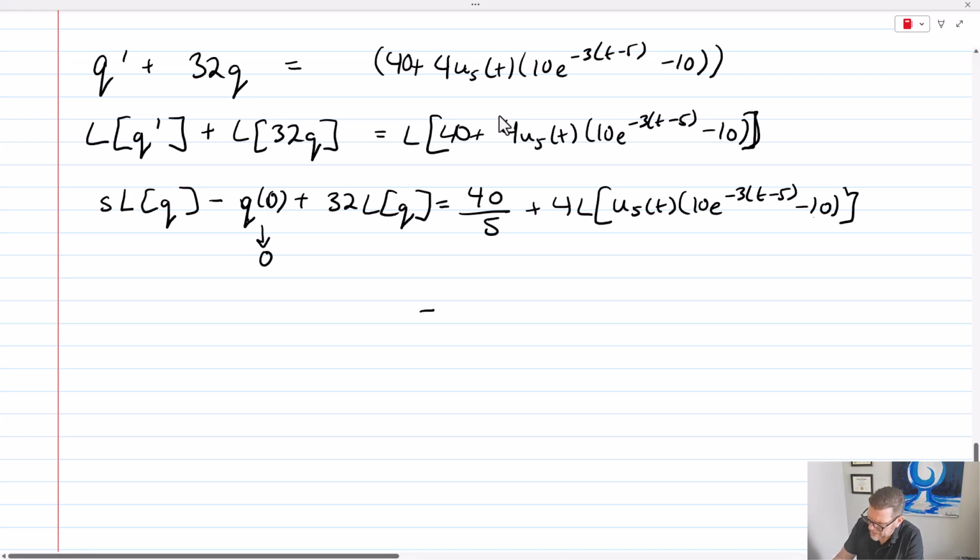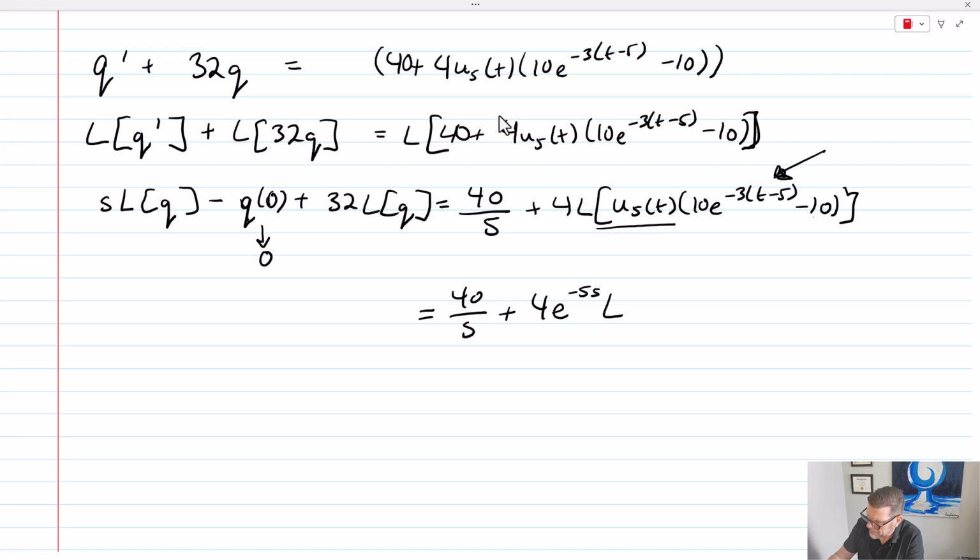So for this right-hand side, I'm now going to use my second shifting theorem in order to rewrite this Laplace transform. I've got 40 over s, and then plus 4. First thing I'm going to do is pull out that u5 of t and make that e to the negative 5s times the Laplace transform. Now I need to make a shift: I'm going to add 5 to each one of these arguments. So this t minus 5 is now t minus 5 plus 5, which is just equal to t. And since 10 has no t's, it just stays 10. So this is going to be the Laplace transform of 10e to the negative 3t minus 10.